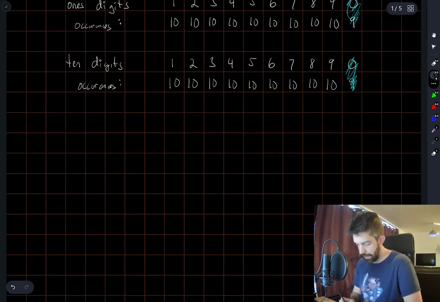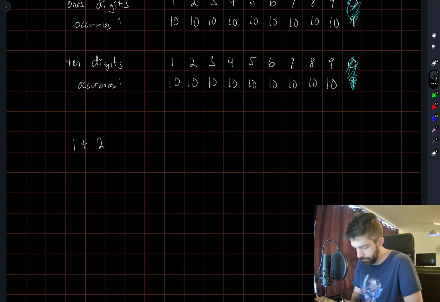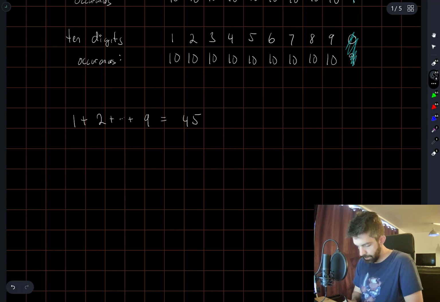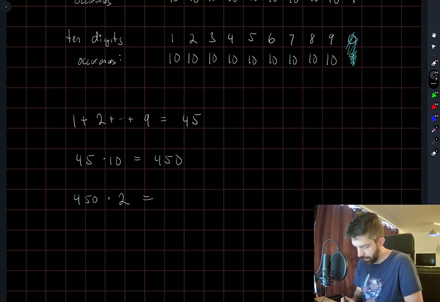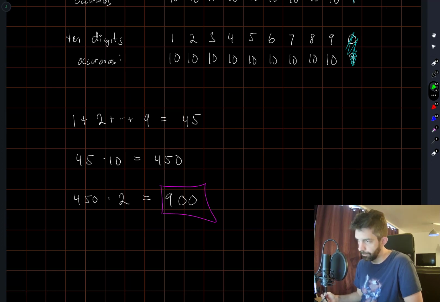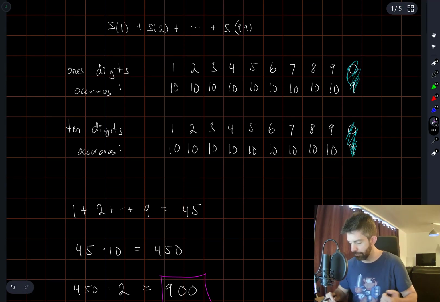So I happen to know that 1 plus 2 up to 9 is equal to 45. And then I have 45 times 10 is 450. And then 450 times 2 is equal to 900. Oh, and I hope that is one of the options given in the multiple choice for this question. It is. So option C is 900.